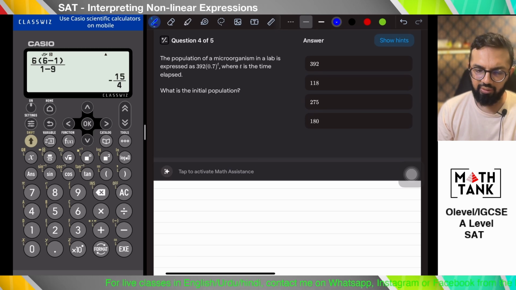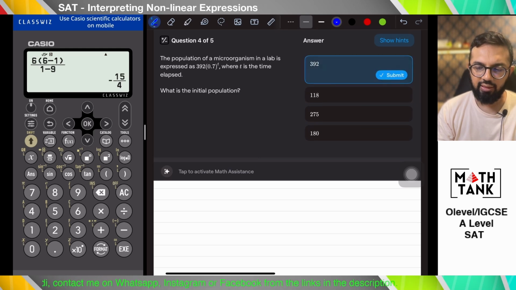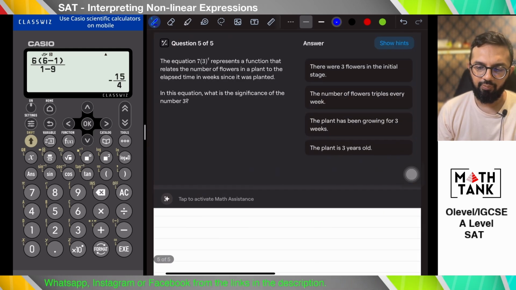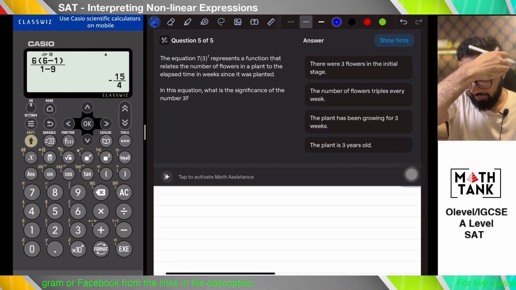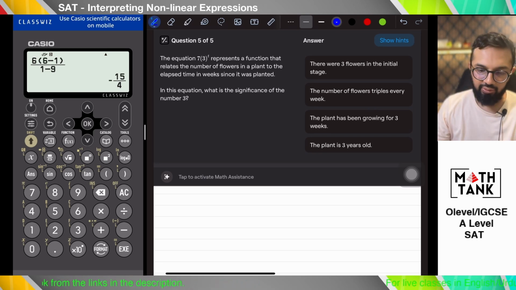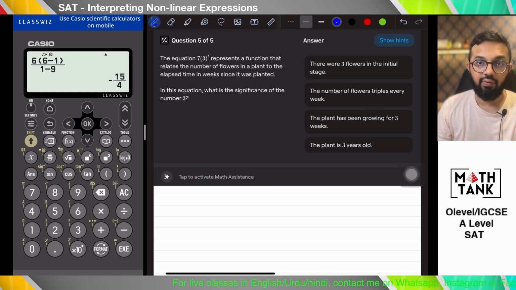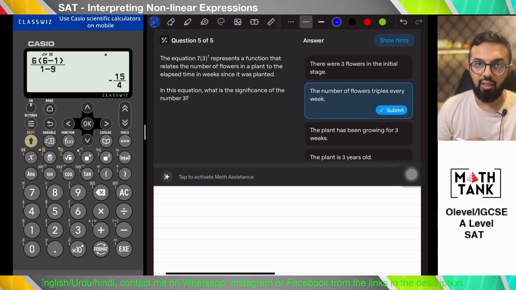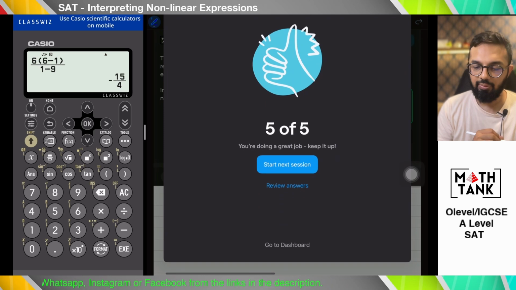Okay, where t is the time elapsed, the population of microbes. What is the initial population? It's this, the number outside, that's 392. The equation this represents the function that relates the number of flowers on a plant to the time elapsed in weeks since it was planted. In this equation, what is the significance of the number 3? Okay, so it triples every week. That should be the answer because 3 times 1, 3 times 2, and so on. So that tells me it triples every week.